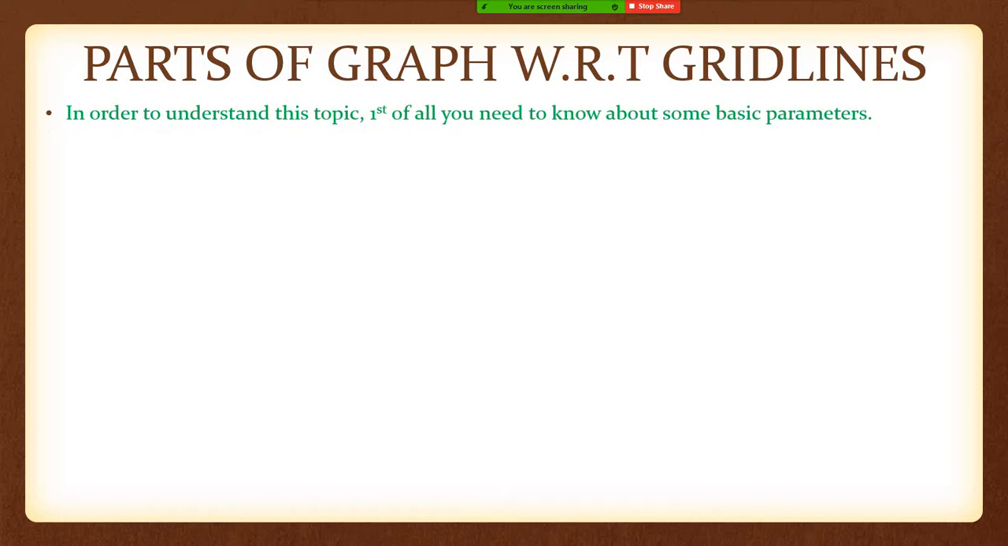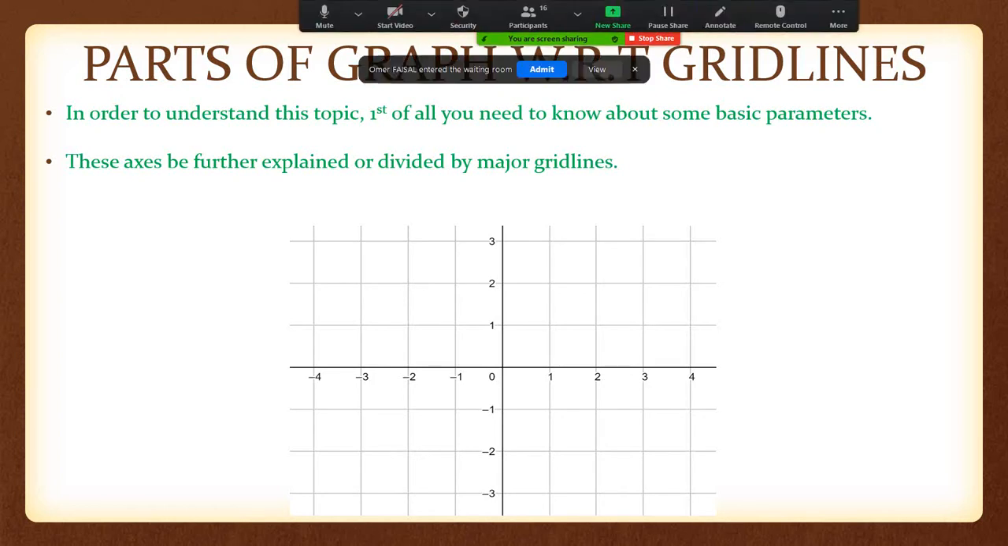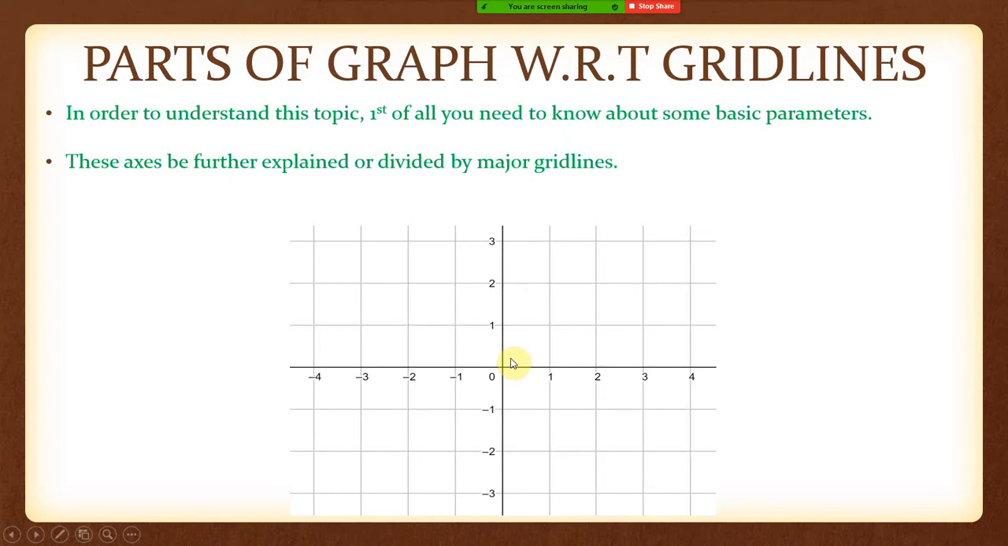The axes can be further explained or divided by major grid lines like this. Now you can see that we have major grid lines on our axes. Okay, these are your major grid lines. Now moving to the next point.